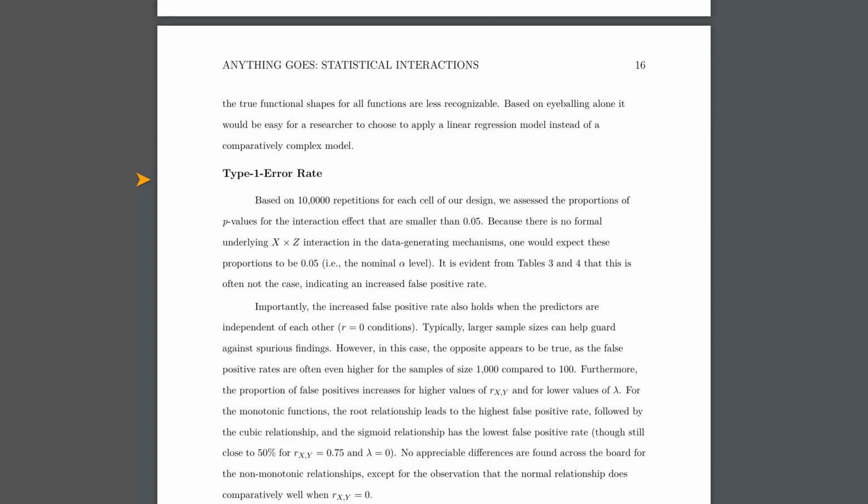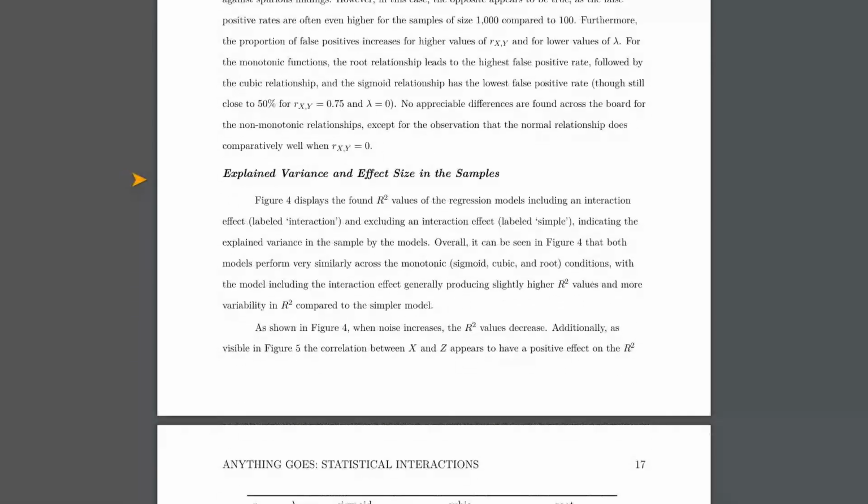For monotonic curves, those that just go up or down, the interaction model didn't add much. But for non-monotonic curves, those that curved back and forth, the interaction model did seem to capture more of the overall pattern. But at the cost of potentially overfitting, meaning it might work well on the specific data you have, but less well on new data.